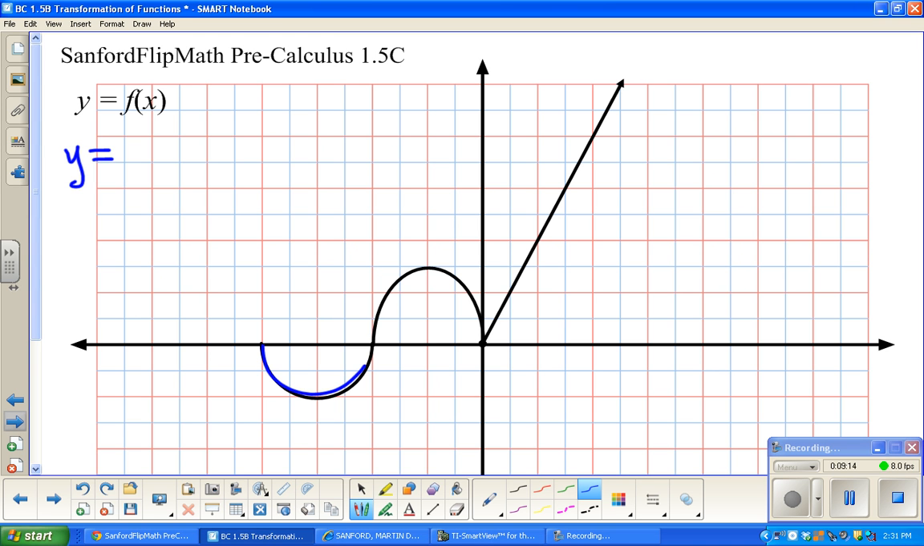Like, for instance, this is a piece, that's a piece, that's a piece. And you could do a little piecewise function, but it's really not an easy thing to do in terms of typing into your calculator. So I wouldn't do it.